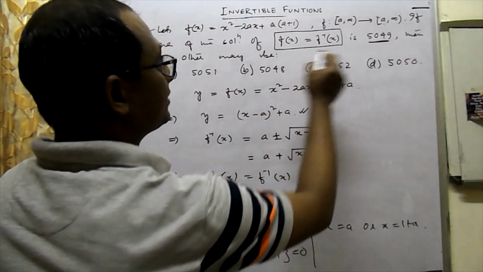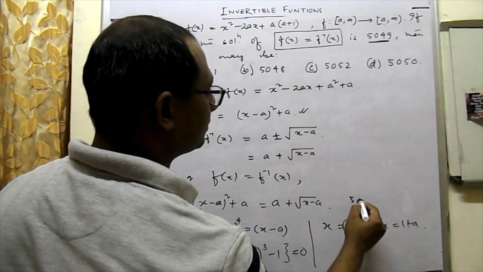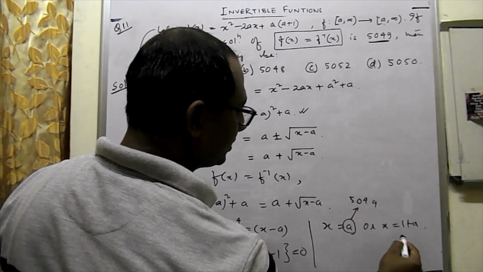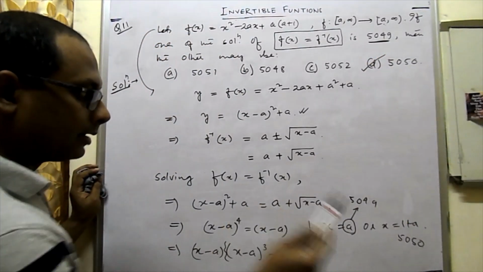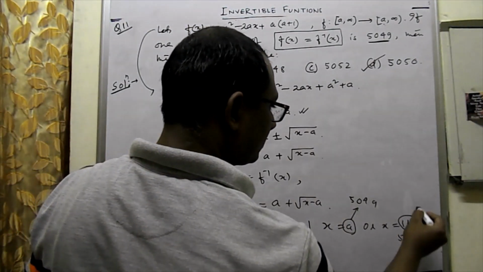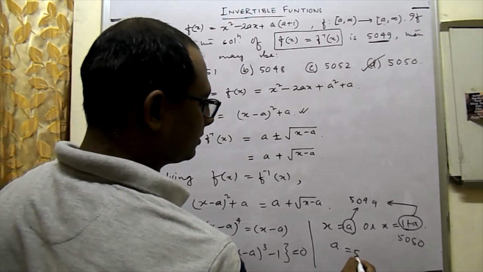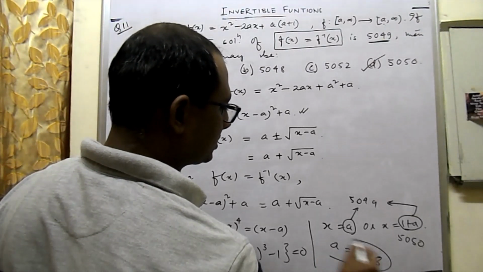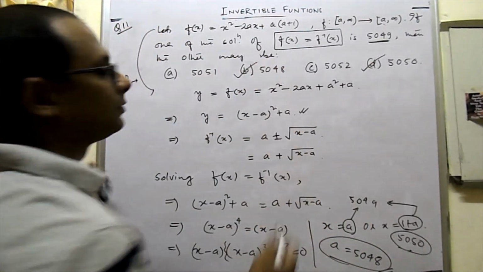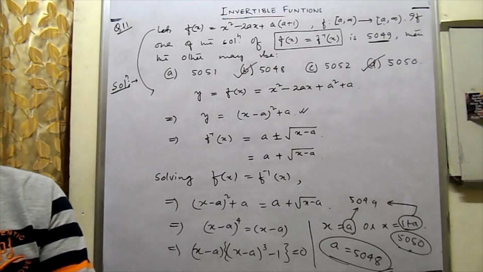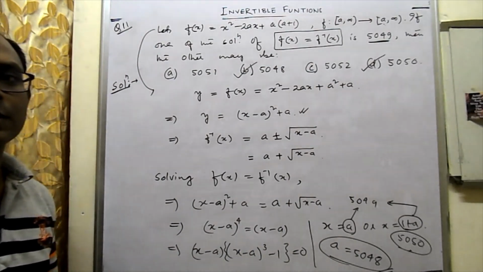One of the solutions is given to be 5049. So if a equal to 5049, then the other solution will be 5050. So one answer is this. Again, if 1 plus a equal to 5049, then a will be equal to 5048. So there are two answers actually, either this or this. So 5048 and 5050 may be the two solutions of fx equal to f inverse of x.